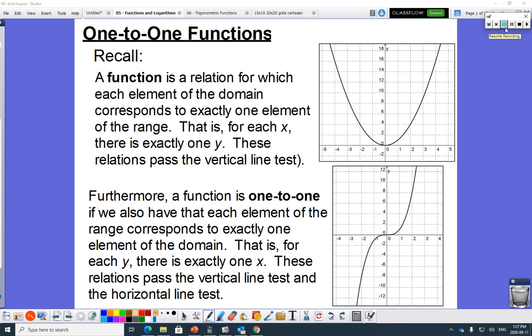Okay, here we go. One-to-one functions. Very simple idea here. If I explain this just right, you won't even worry about this anymore. You won't have to study it or anything like that. You'll be like, oh, I totally get that.